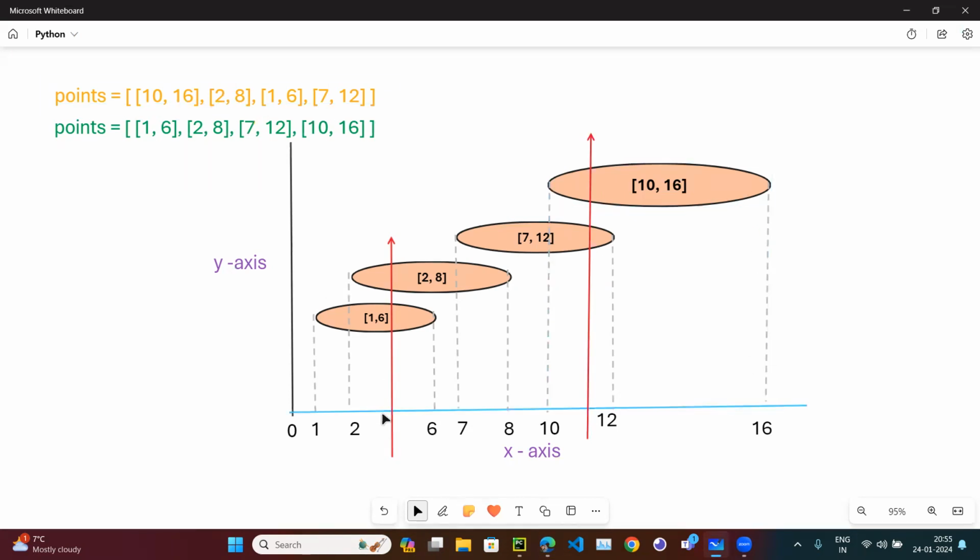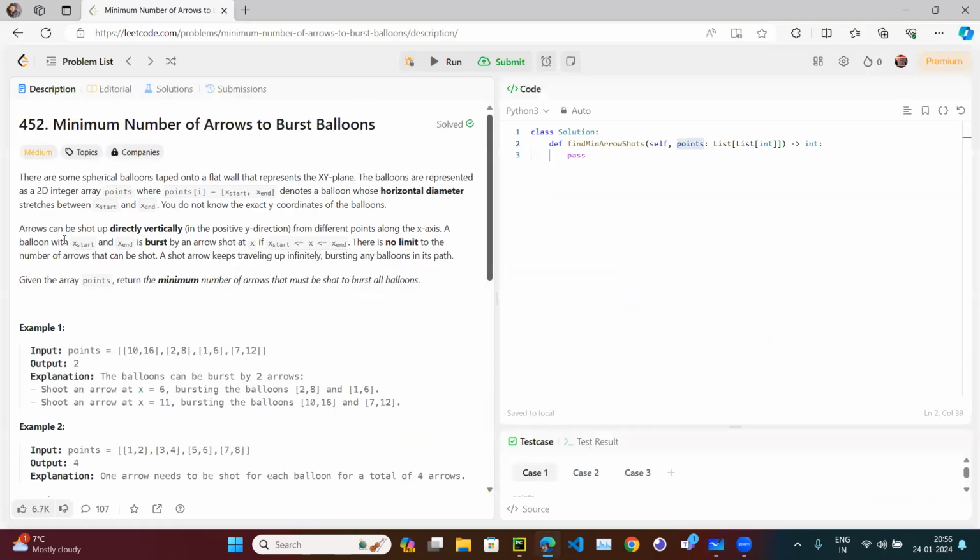Then the second is 2, 8. So where is 2? 2 is here and 8 ends here. So we draw one balloon, or you can say we paste one balloon on the wall. Then 1, 6, we paste one balloon starting from 1 and ending at 6. Then 7, 12, we paste it here. Unless you draw the diagram, you can't understand the question. That's why drawing the diagram is mandatory. Then 7, 12. Okay. Now what next?